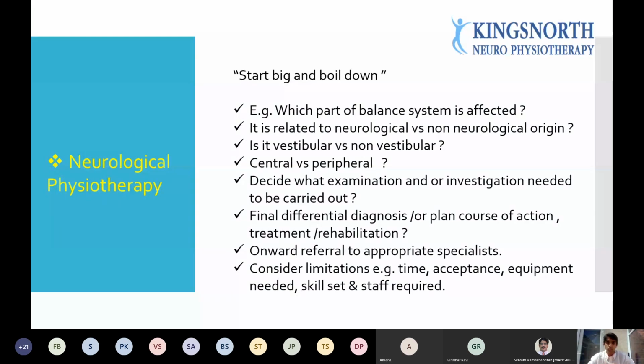And then think about the differential diagnosis. From there onwards, you can start having a list of differential diagnoses. Then, when you feel it is appropriate, you send a referral to the specialist.